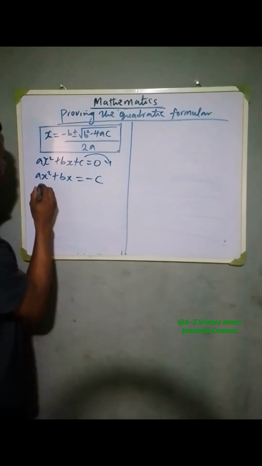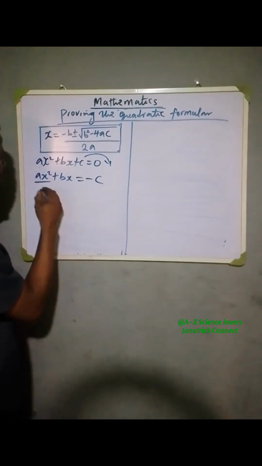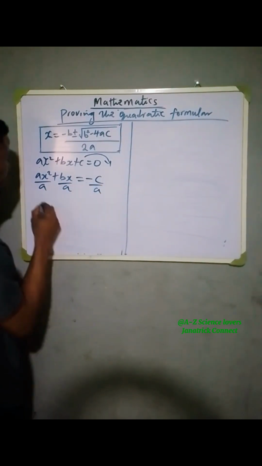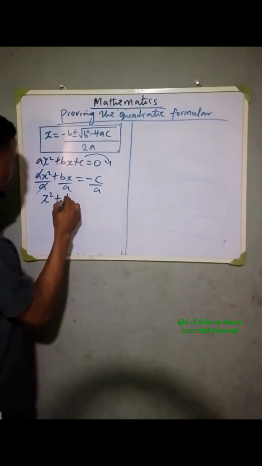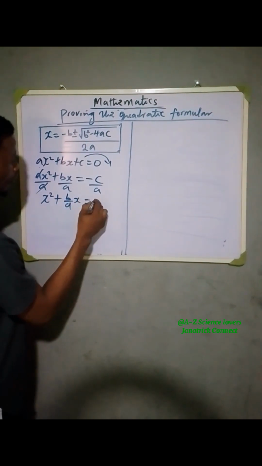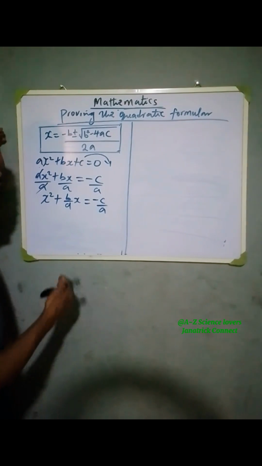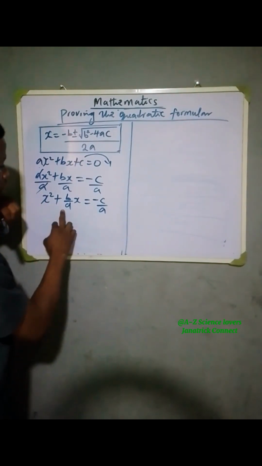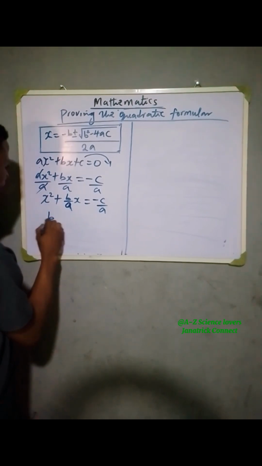So the second step is that we are going to remove this coefficient here by dividing through by a. So we cross this, and then we have x squared plus b all over a x equals to minus c over a. So now the next step is that we're going to pick the coefficient of x. The coefficient of x here is b all over a.